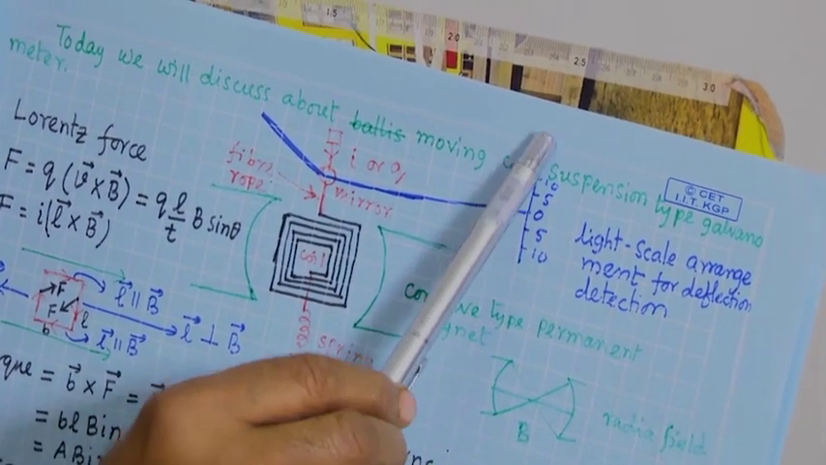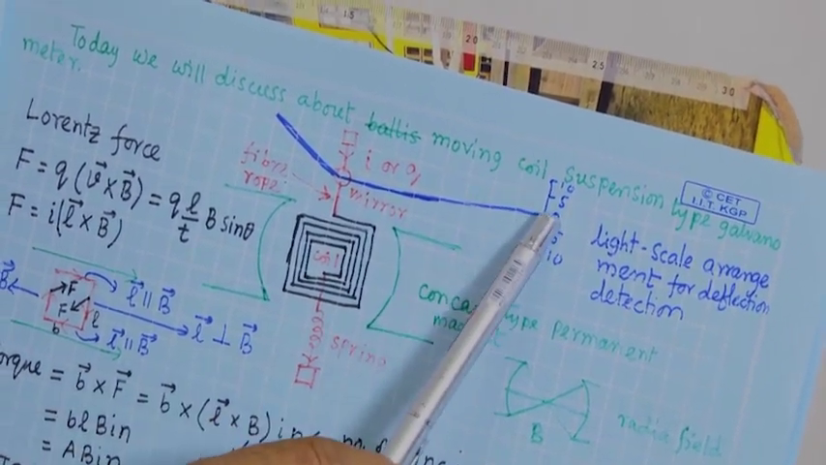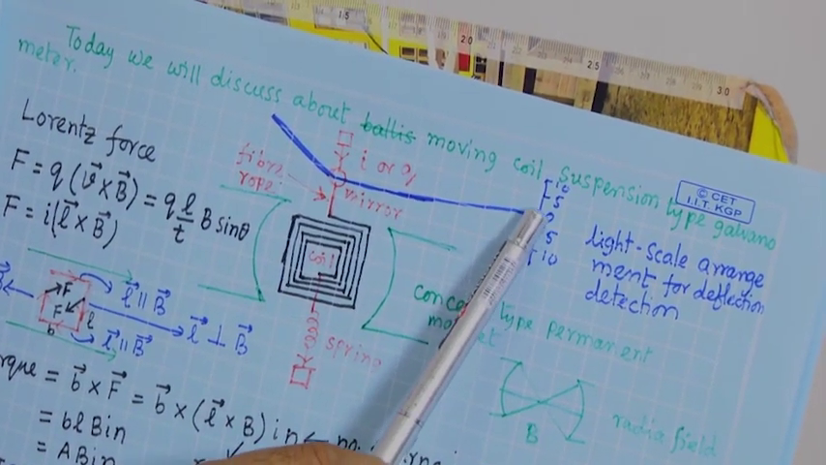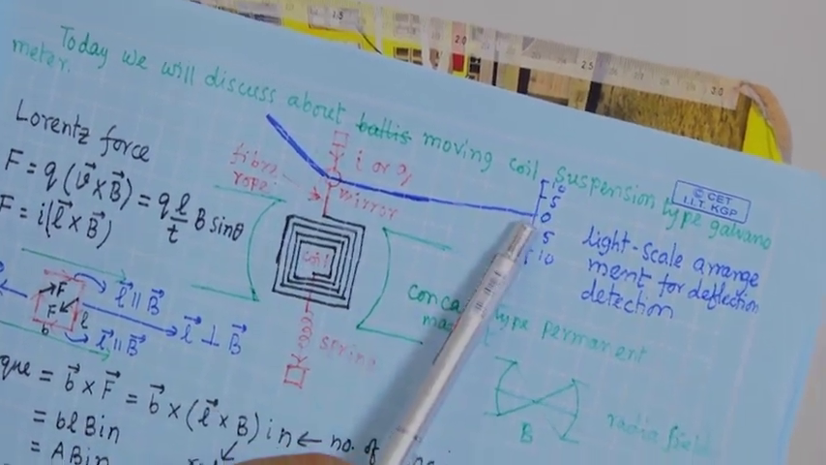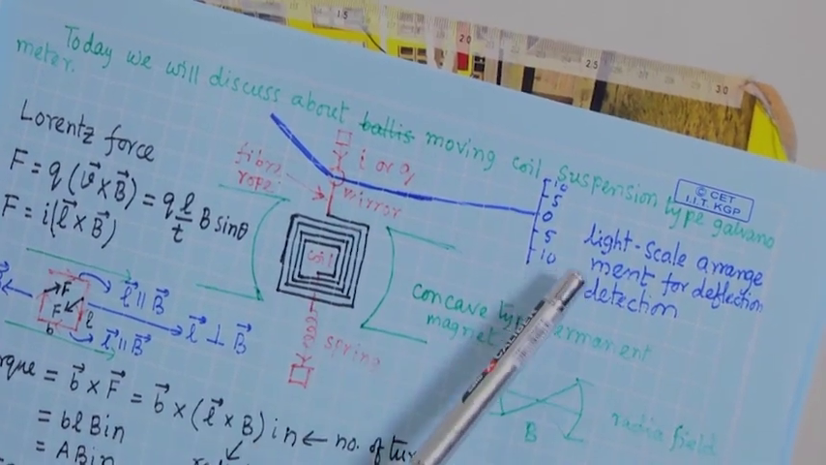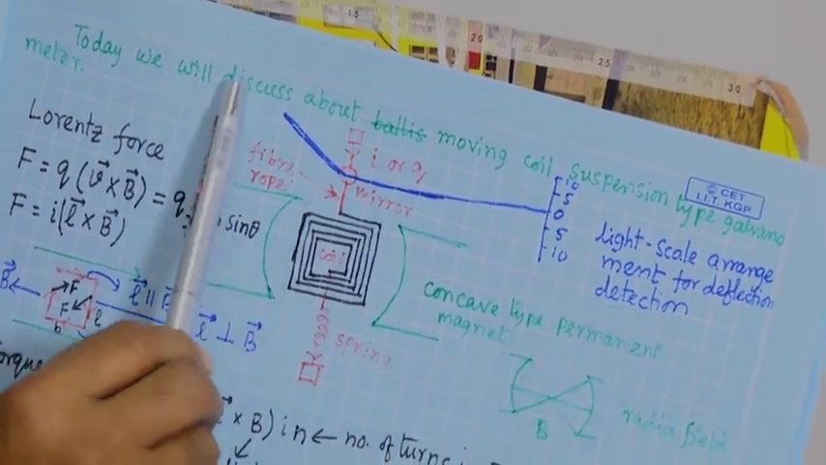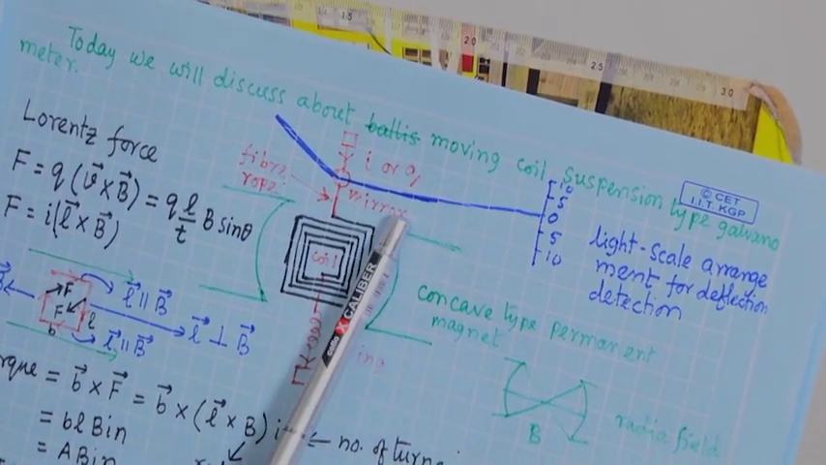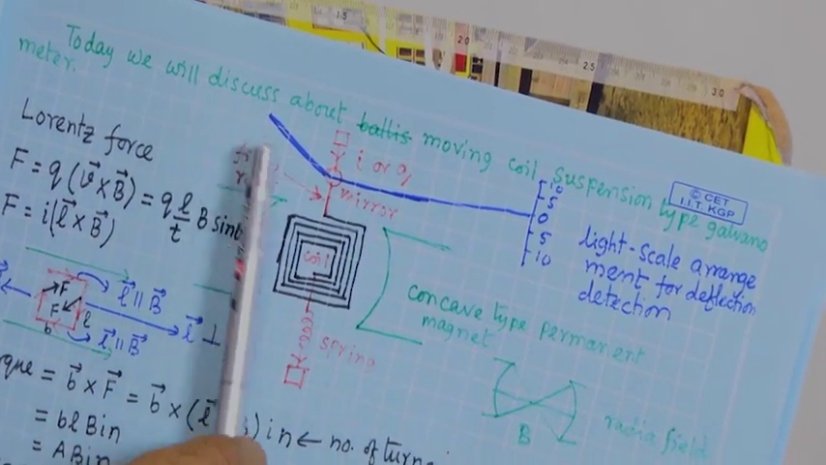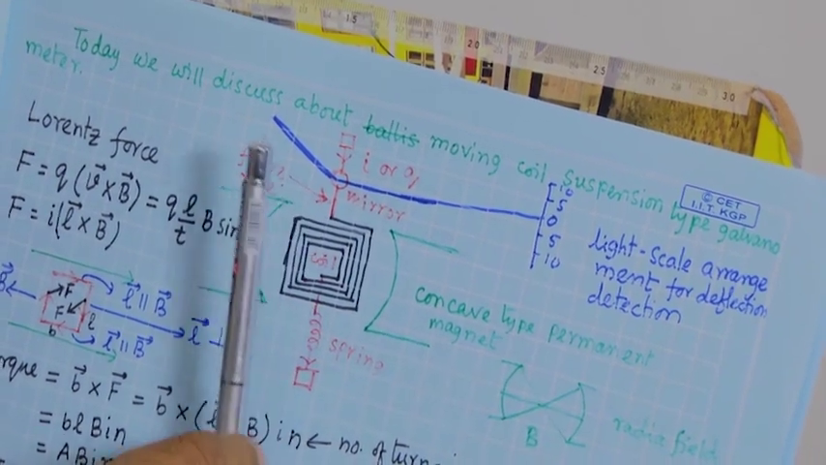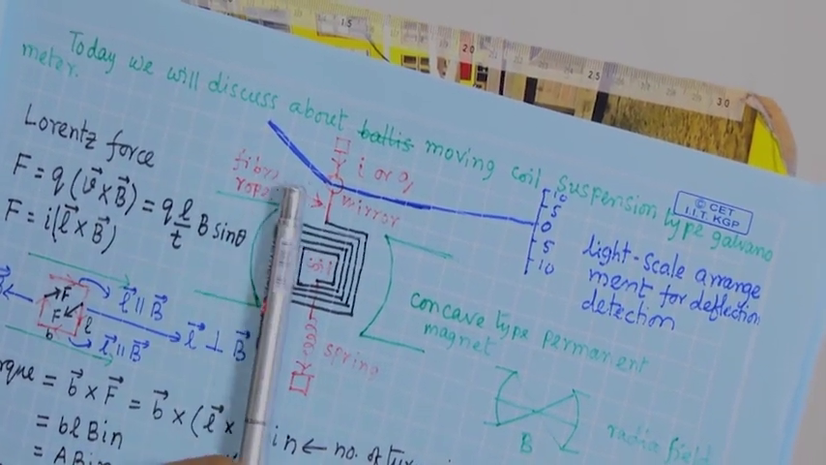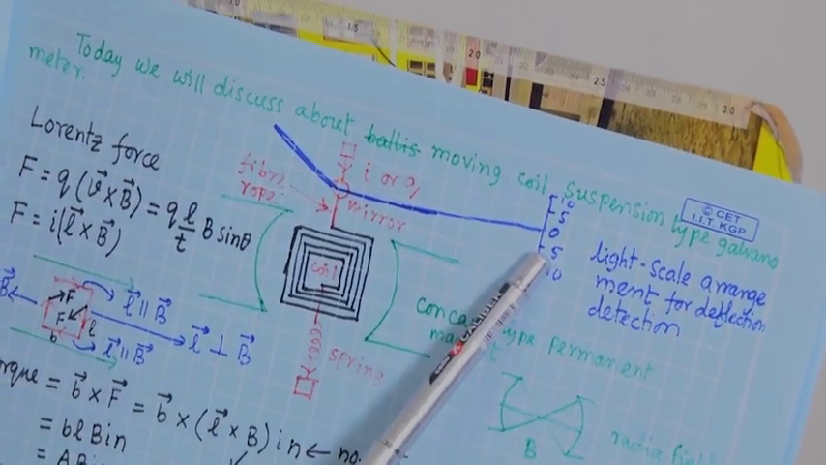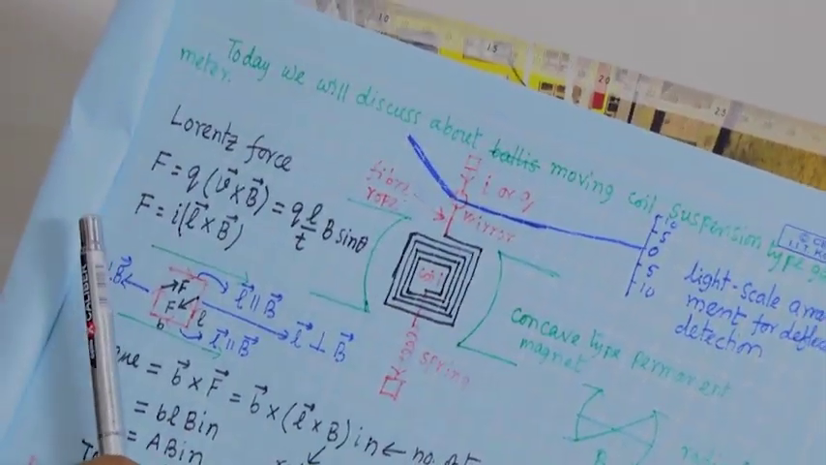From here we will get the small d, and this capital D is generally around 1 meter. That also we have to measure. So basically this light scale arrangement with mirror will give you the angle theta, the rotation or deflection of this coil, from this arrangement.